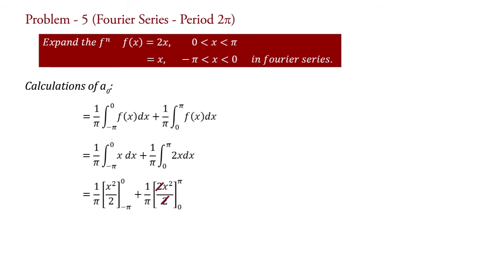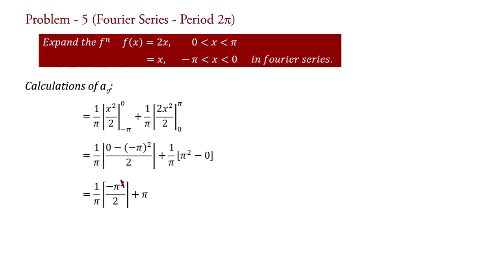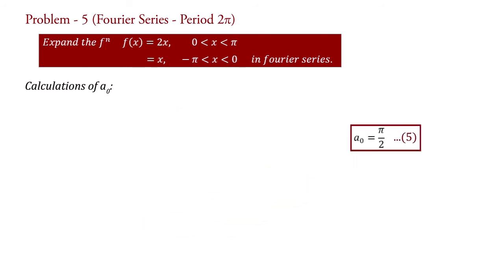Cancel this 2 with this 2 and putting the value of limits, a0 equal to 1 upon pi into bracket 0 minus minus pi whole square upon 2, plus 1 upon pi into pi square minus 0. That is equal to 1 upon pi into minus pi square upon 2 plus pi square. One pi is cancelled here with this pi. So this is equal to minus pi upon 2 plus pi, which is equal to pi by 2. Say equation 5. This is the value of coefficient a0.